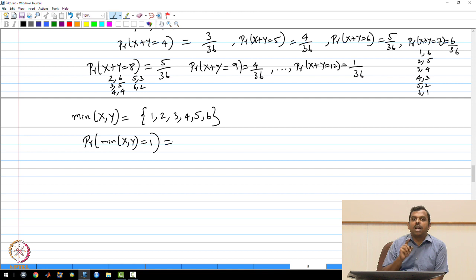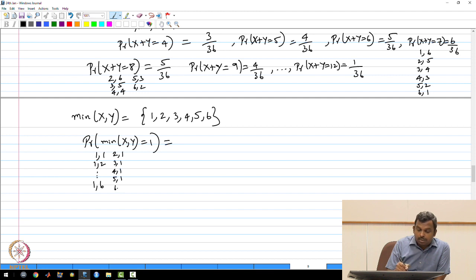Here again you have to smartly count how many possibilities there are. If you look at it, (1,1), (1,2), and so on till (1,6), all of them will give you min 1. Not only that, you can also have (2,1), (3,1), and so on, till (4,1), (5,1), (6,1). All of these possibilities are also there. So there are 5 here, 6 here, 6 plus 5, 11. 11 by 36 is the probability of min of x, y being equal to 1.